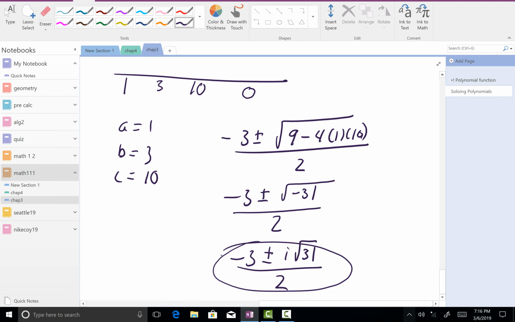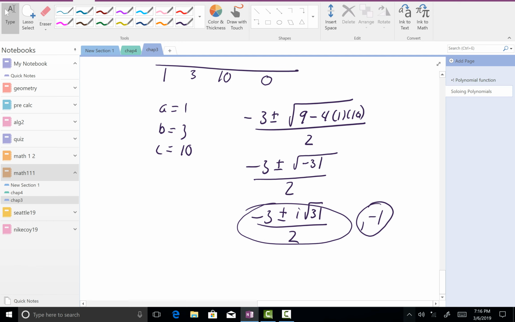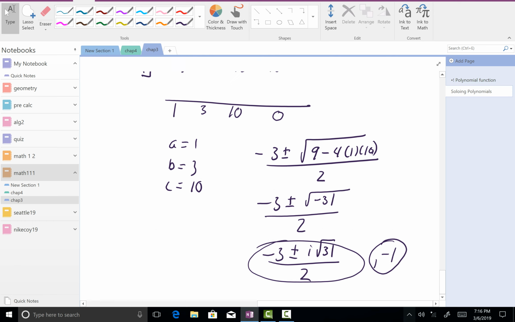Did we get 31 underneath? Yeah? Okay. Negative 3 plus or minus. So remember that, again, that is 2 of them, right? And the other one was negative 1. So there's 3 solutions. Make sure you list them both. Don't just say, oh, done, and forget all about that negative 1. Okay, because that's a solution also.